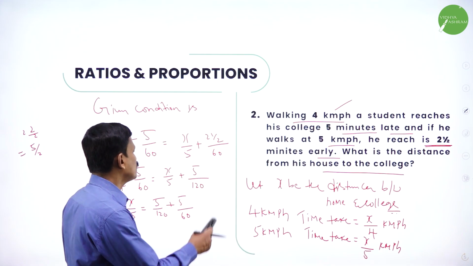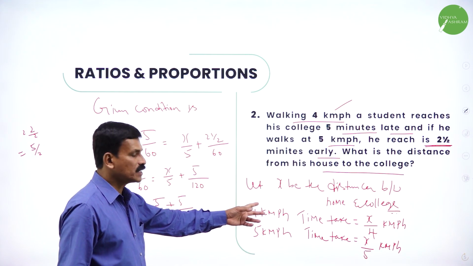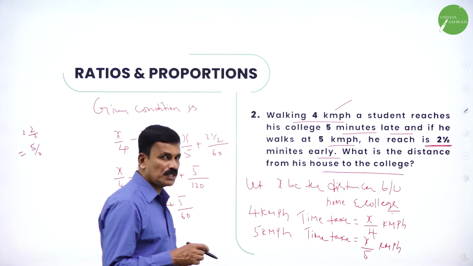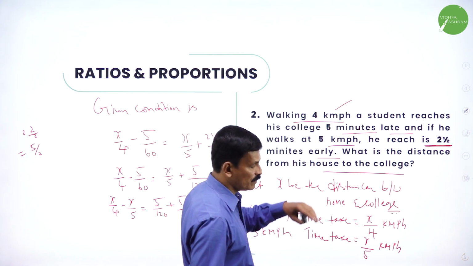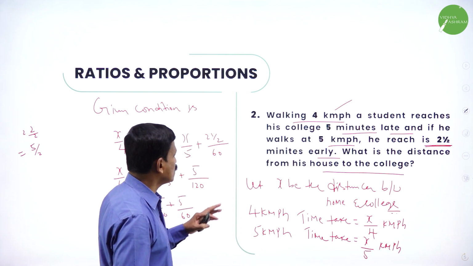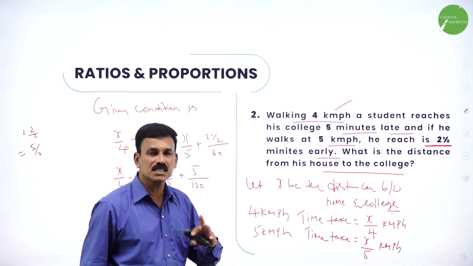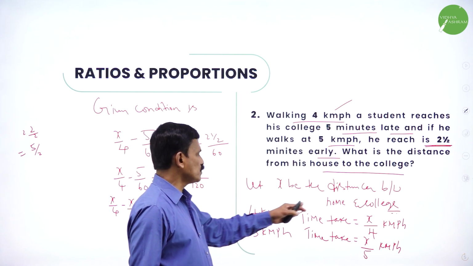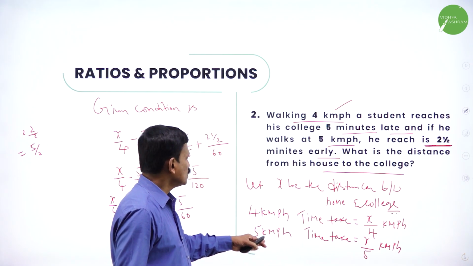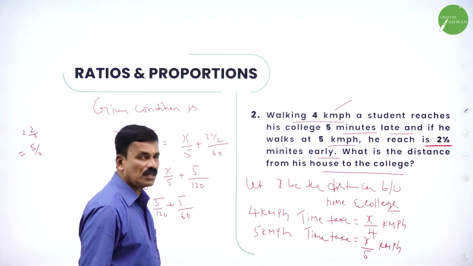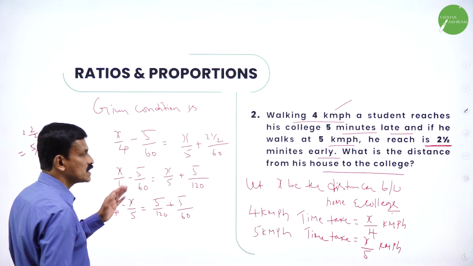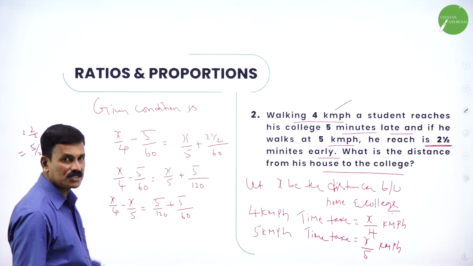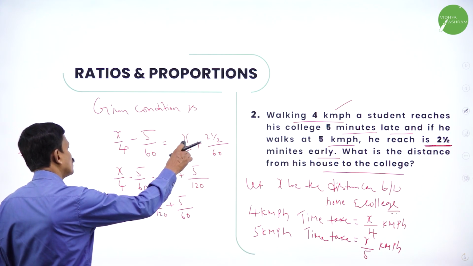Let x be the distance between the home and college. Suppose he travels at a speed of 4 kilometers per hour, he will be late by 5 minutes. And if he travels at 5 kilometers per hour, he will reach 2.5 minutes early. So the time taken to cover at 4 kilometers per hour is x by 4 and at 5 kilometers per hour is x by 5. According to the given condition, if it is late, it means minus; if it is early, it means plus. x by 4 minus 5 by 60 is equal to x by 5 plus 2.5 by 60.